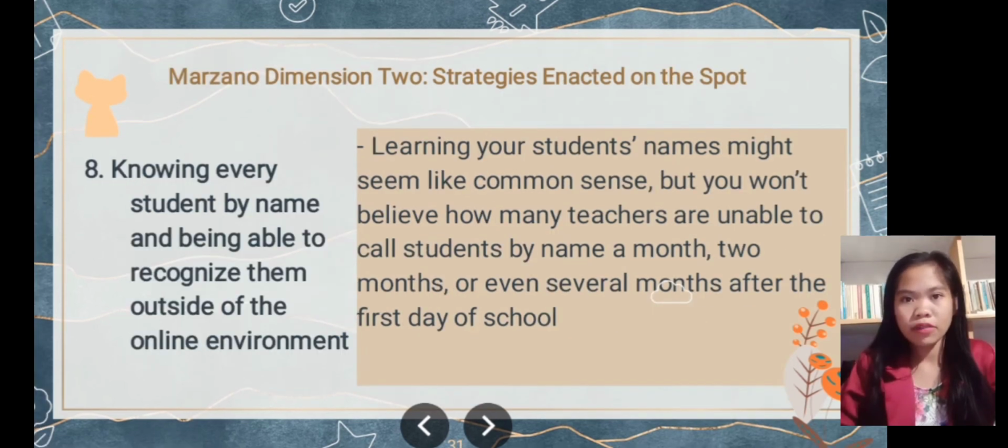Tip number 8. Knowing every student by name and being able to recognize them outside of the online environment. Learning your students' names might seem like common sense, but you won't believe how many teachers are unable to call students by name a month, 2 months, or even several months after the first day of school. There are various reasons for this, but the bottom line is that your ability to connect with students whose names you don't know is severely inhibited.